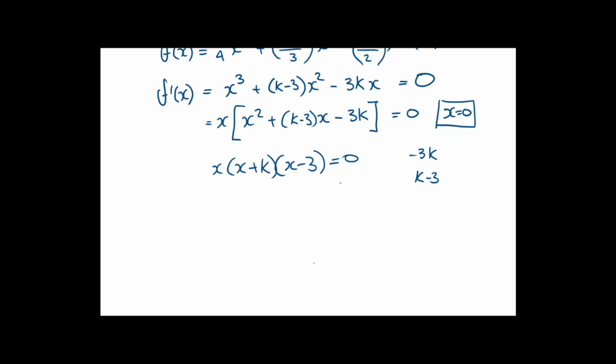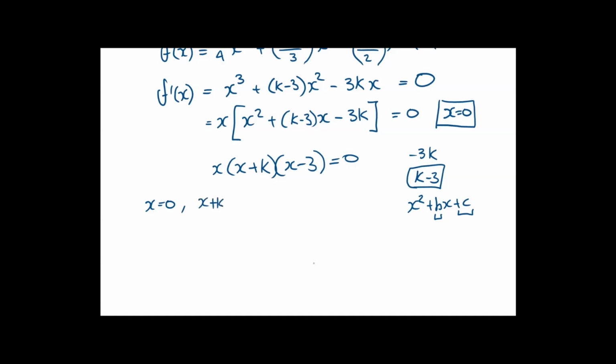Okay, run that by you again. So if we had, say, x squared plus bx plus c, we would want to find two things that multiply to give us c and add to give us b. And we do exactly the same thing here. It is k and minus 3, because k times minus 3 is minus 3k, and k plus minus 3 is k minus 3. So we know that x equals 0 is one of our solutions.